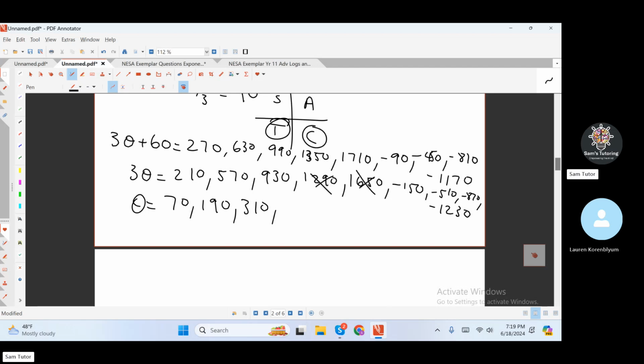Negative 150 divided by 3, negative 50. Negative 510 divided by 3, negative 170. Negative 870 divided by 3, negative 290. Negative 1230 divided by 3, negative 410, also too much. And those are 1, 2, 3, 4, 5, 6. Those are the answers I thought you were going to get. And then all you're going to do now is put it back into radian mode. 70 divided by 180. And that would be the answer.